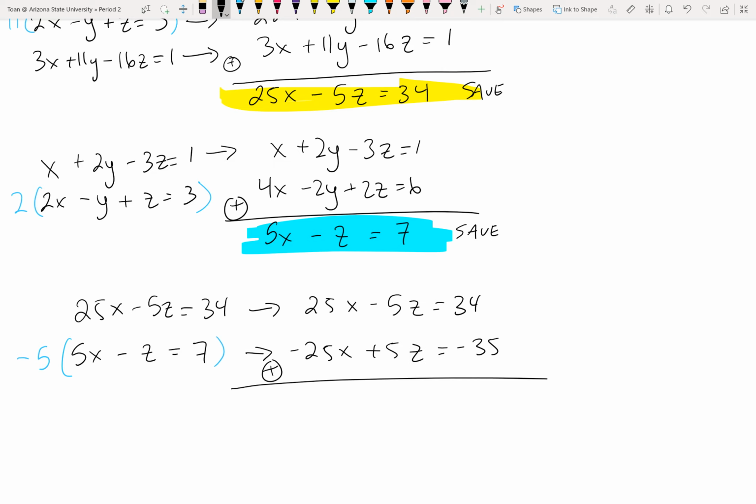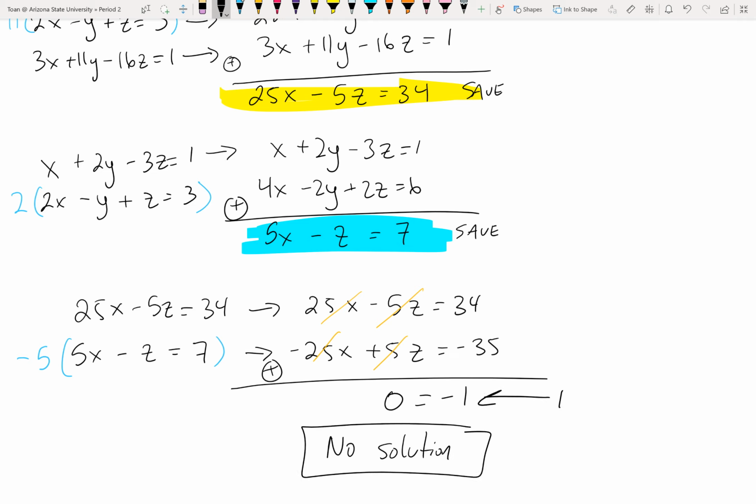Add them together. Wait a minute. X's are gone. Z's are gone. So I have absolutely nothing. All of my variables have canceled out. So that means I need to read what's left over. 34 with a negative 35 is negative 1. 0 equals negative 1. I have ran out of variables. They all canceled out. That doesn't make sense. 0 doesn't equal negative 1. So you can stop where you are. You don't have to do steps 3, 4, and 5. Immediately, it's no solution. Because this is false.